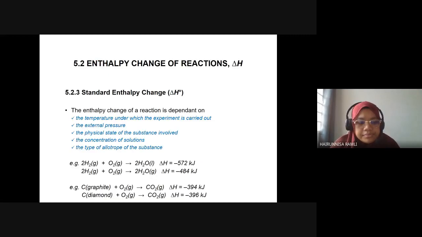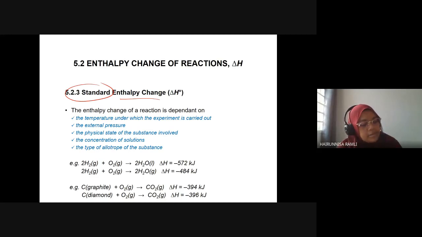Okay, so now we move to standard enthalpy change. The enthalpy change earlier was delta H, right? Standard, in symbol form, we write it as delta H naught. There is a circle there, right? That circle is actually referring to standard.